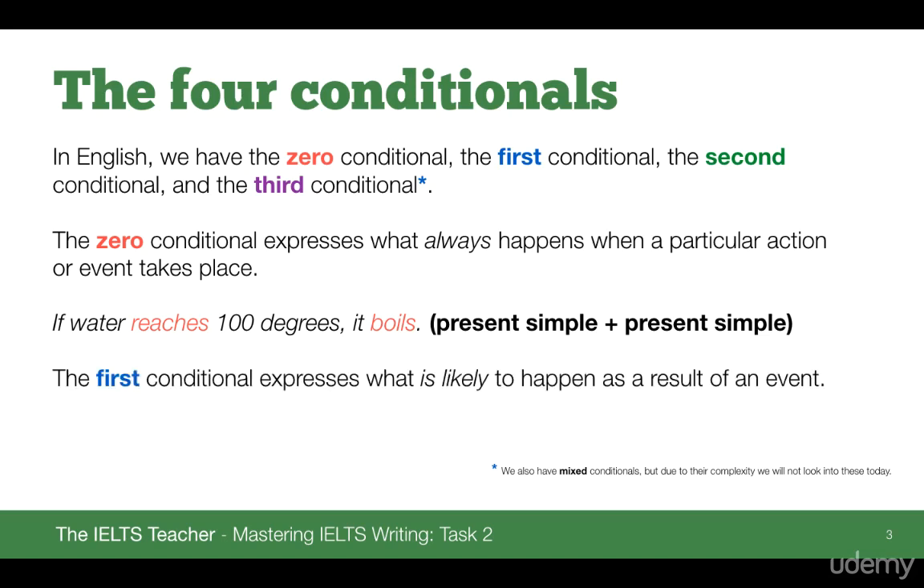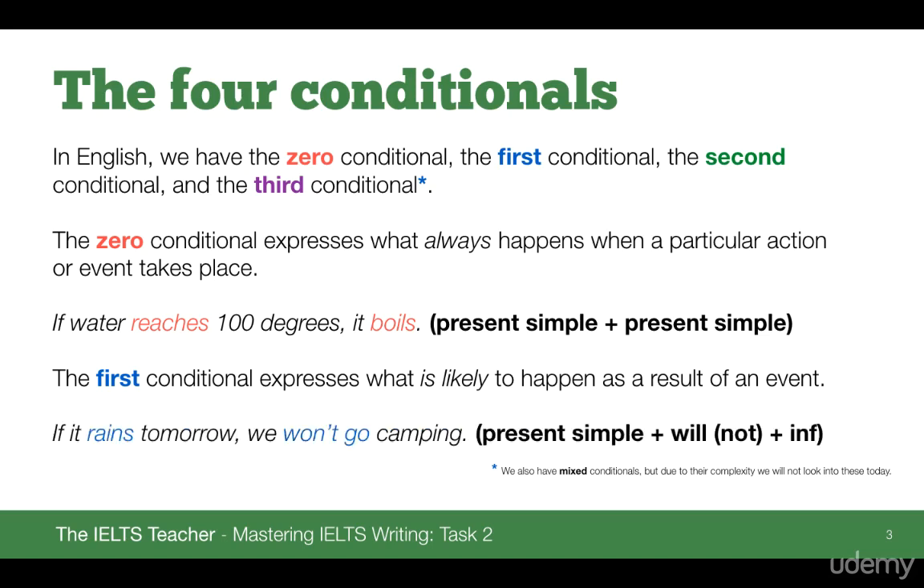This expresses what is likely to happen as a result of an event, or what is possible as a result of an event. So for example, if it rains tomorrow, we won't go camping. So here we've got the cause plus the present simple, if it rains tomorrow, and then the result with the will or the will not plus the infinitive. So we won't go camping. Although I'm using contractions here, won't instead of will not, it's important that you do not use contractions in the essay. So it will be will not rather than won't.